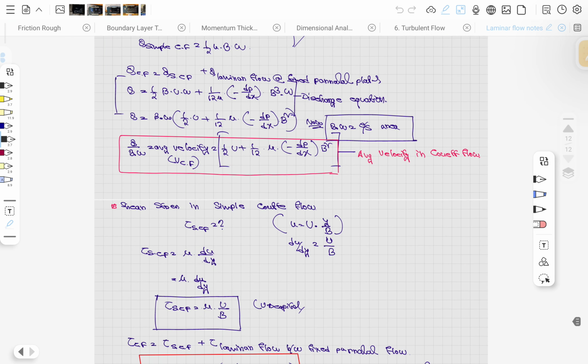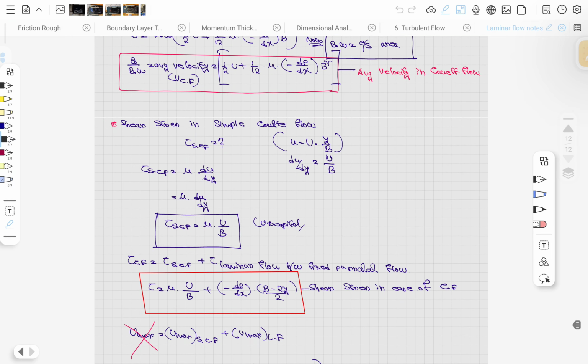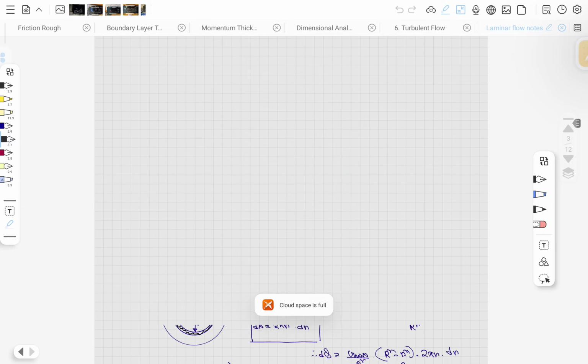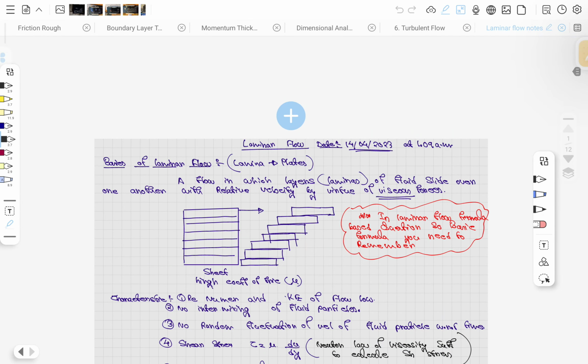A whole lot of equations, but this is the last, I promise. The shear stress for Couette flow is tau equals mu U by b, plus minus dp by dx into (b minus 2y) by 2. Okay, got this? I think it's a wrap for laminar flow. Then next is flow through pipes, which will come.